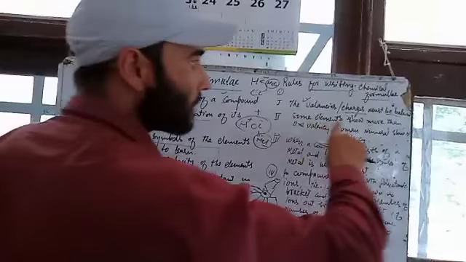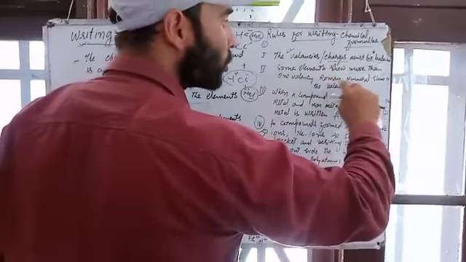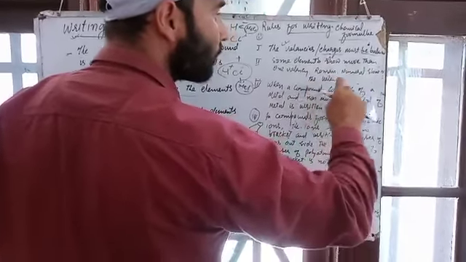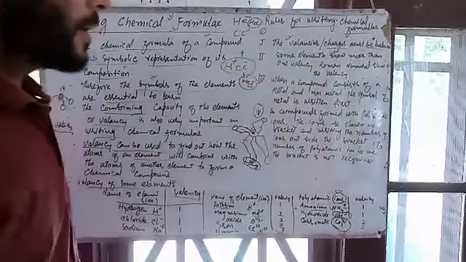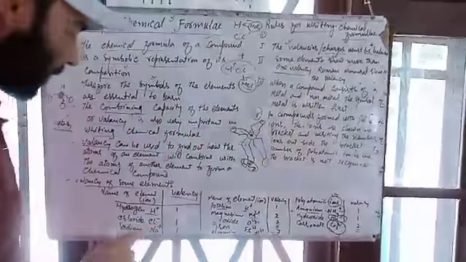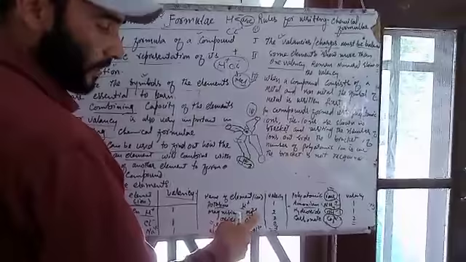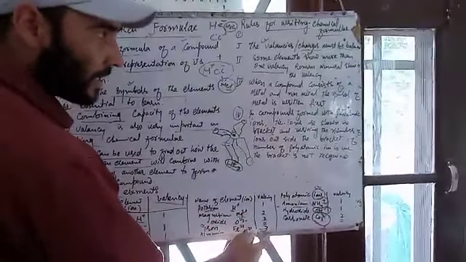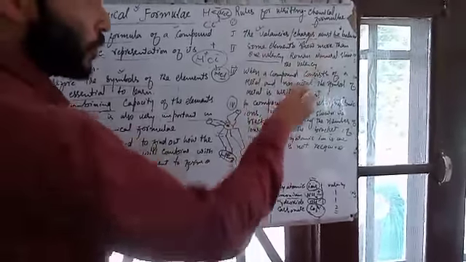Next point is that some elements show more than one valency, which is shown in Roman numerals. Some elements show a valency of more than one. For example, magnesium 2 plus, aluminium 3 plus. This can be shown by Roman numerals.